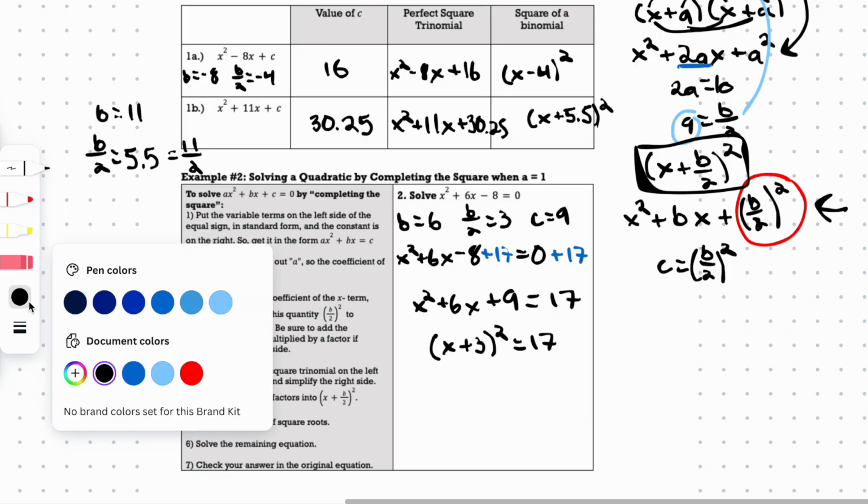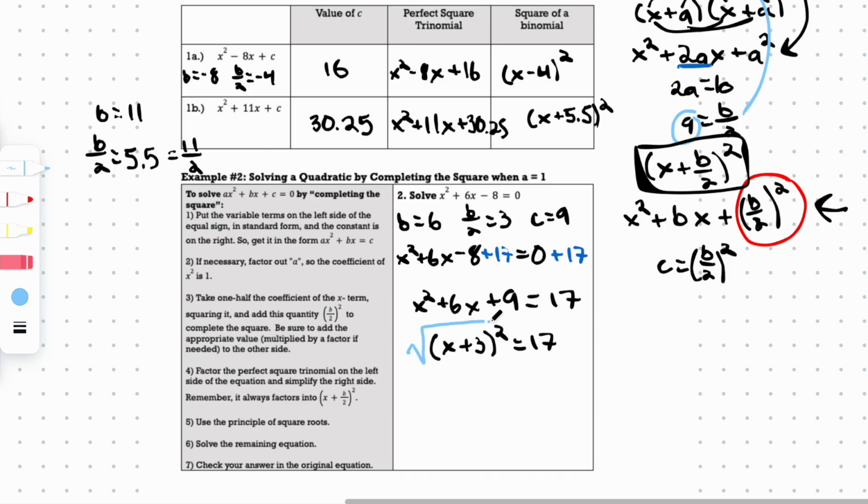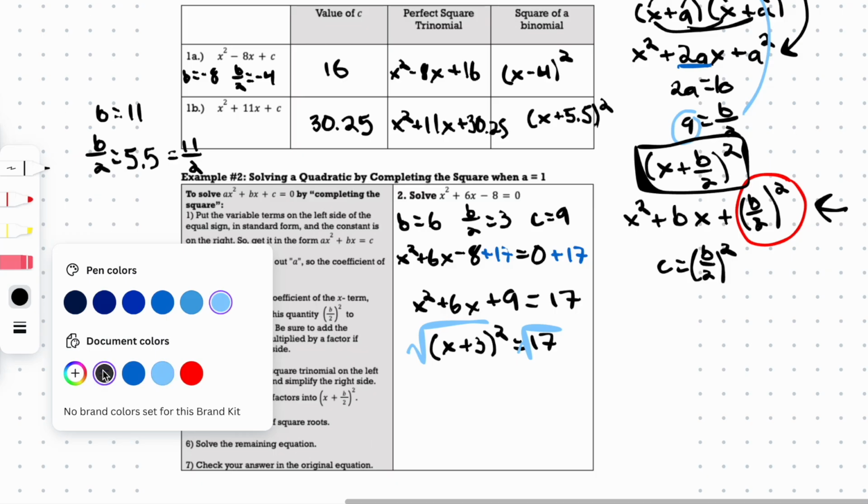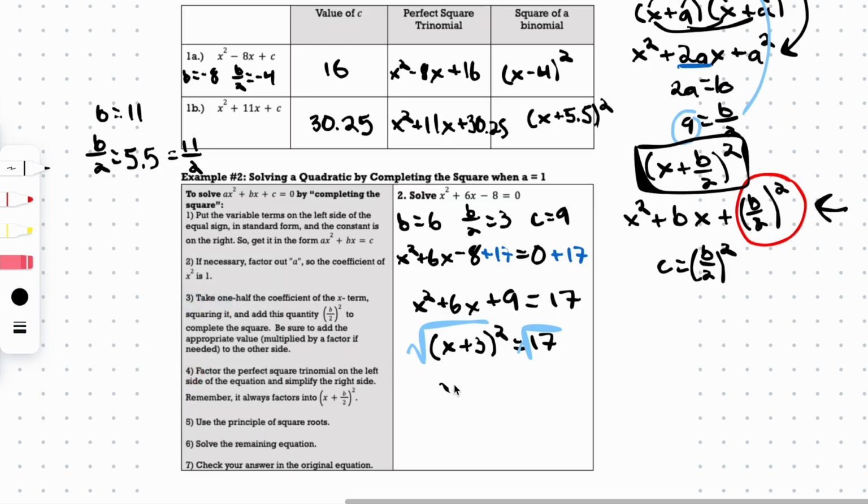Now at this point, we're just going to take the square root of both sides, and that's going to give us x plus 3 equals plus or minus root 17. And then we're just going to move this 3 over. So we're going to subtract 3 from both sides. That's going to give us x equals negative 3 plus or minus root 17.